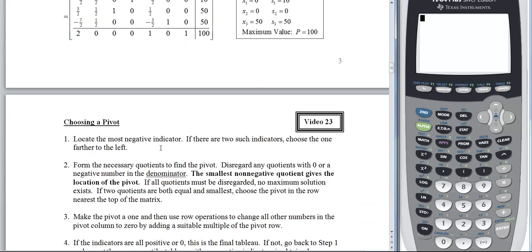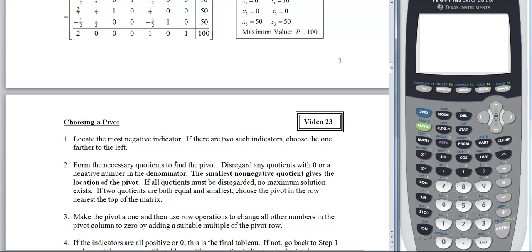You locate the most negative indicator. If there's two such indicators, choose the one further to the left, because you would like to get into the actual variables that are being used. Form the necessary quotients to find the pivot.